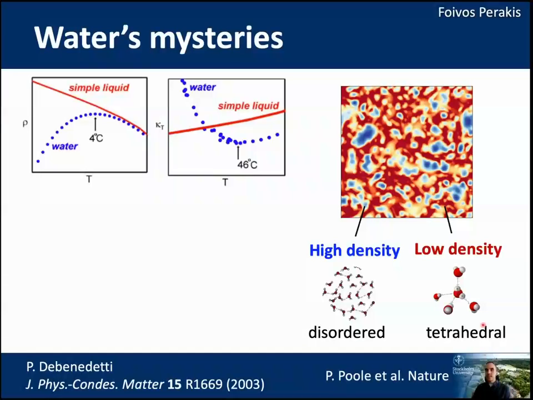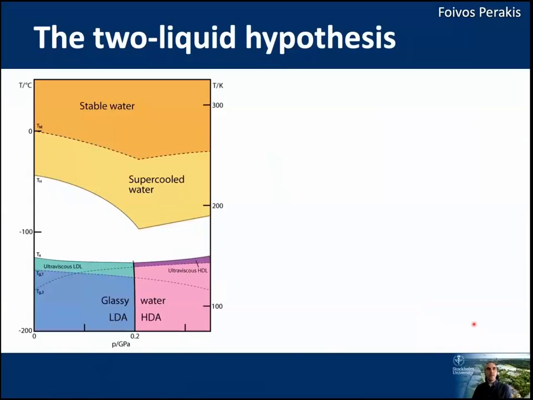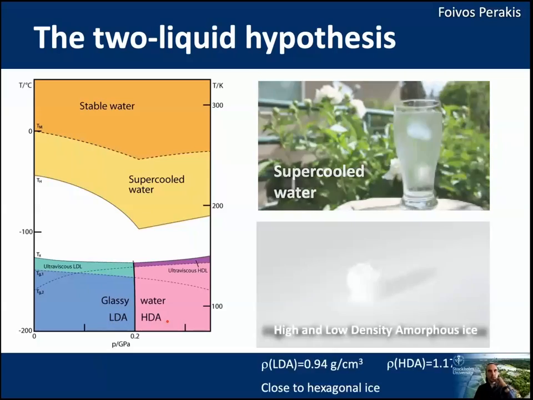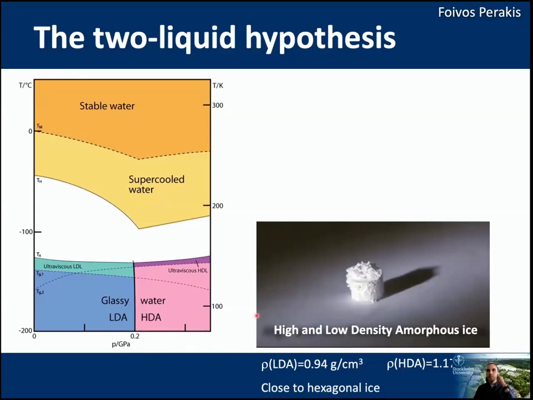This idea comes naturally when you look at water's phase diagram, where you have temperature and pressure. Up here you have the stable water. Here, this dashed line is the melting line. And below here, you have the supercooled water that I mentioned already. Then as you go further down, you have the glassy water, which can exist as a low density amorphous and a high density amorphous.